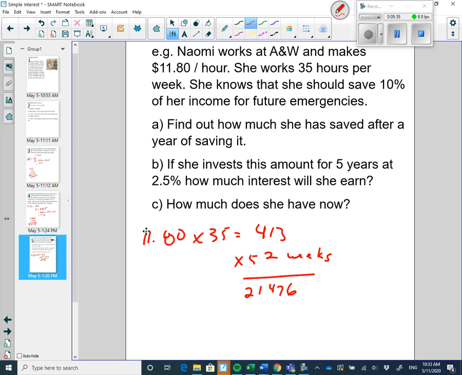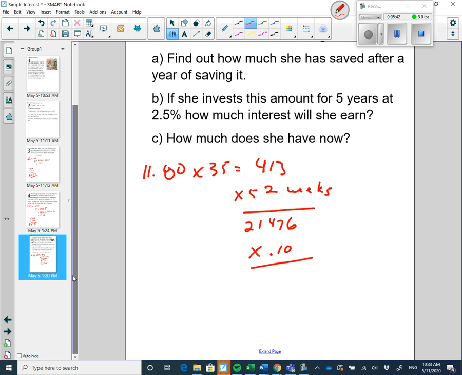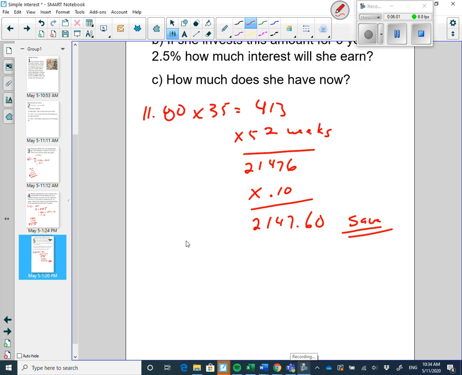Okay, so now how do we find 10% of that? We're going to multiply by 0.10. Find 10% of that, times 0.1. $2,147.60. That is how much she has saved over the whole year. For 10%, she saved a little over $2,000. Good for her. If there's an emergency, she has some money that she can use.